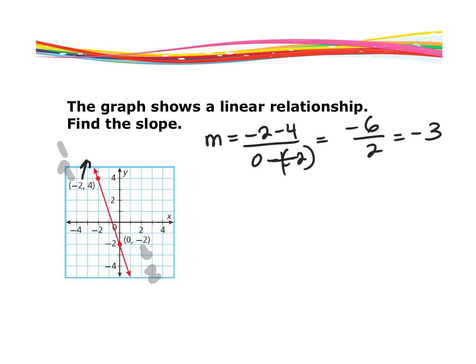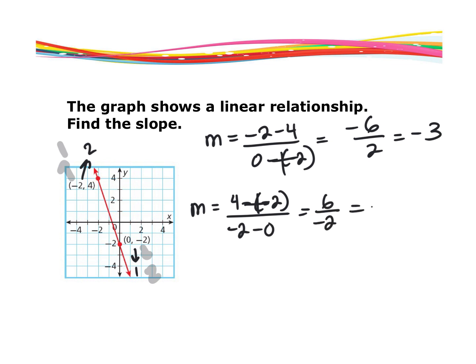If you would have chosen it the other way, this would have been 2 and this would have been 1. That's fine. We're going to get 4 minus -2, and then -2 minus 0. This is going to simplify to 6 over -2, which simplifies again to -3. If you actually do it both ways, you can check your work. And since they both match, we know we did a good job.